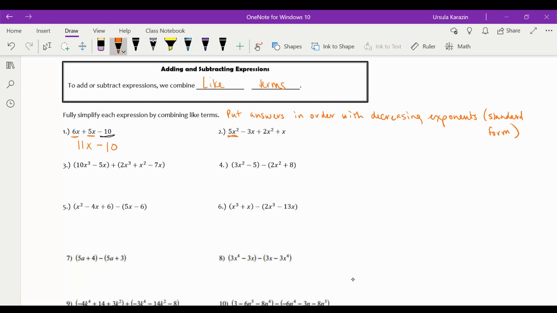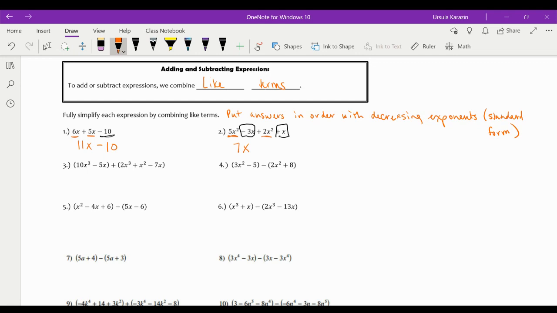We have this 5x squared and this 2x. And then we have a minus 3x and a plus x. Notice that I do have to be careful with my signs. Whatever sign is right before my term goes with it. So signs go with terms, but it's always a sign right in front of the term. So if I combine my 5x squared and my 2x squared, I get 7.